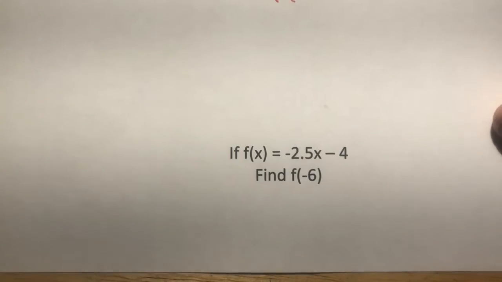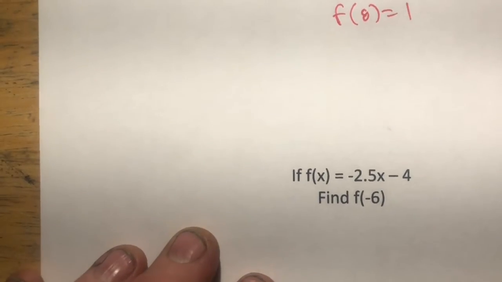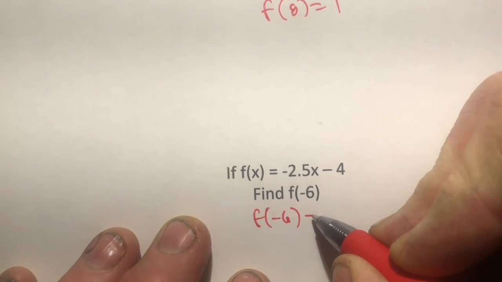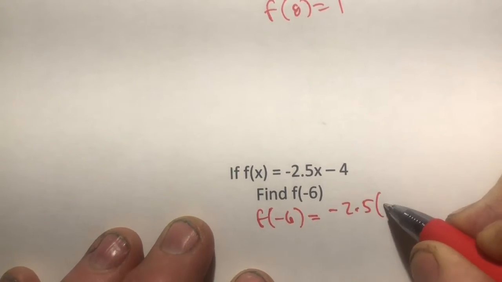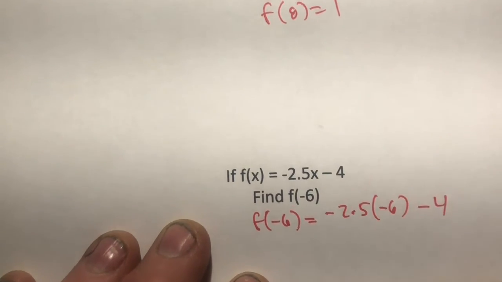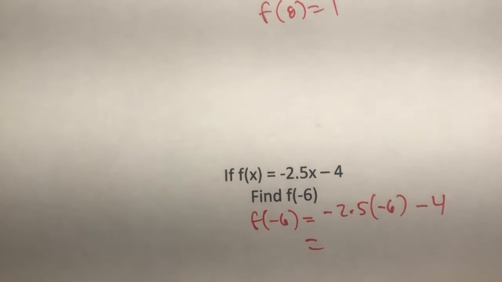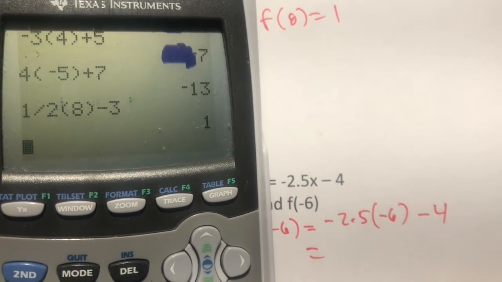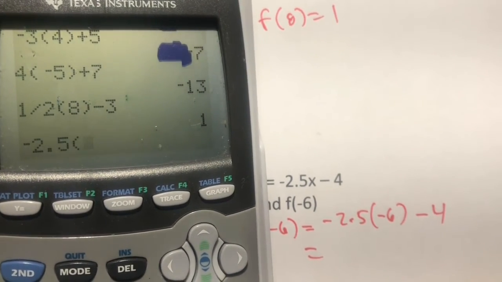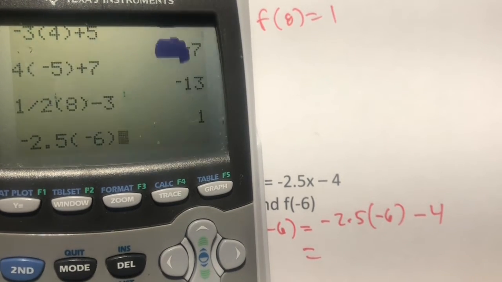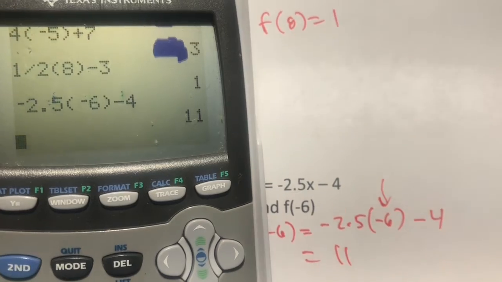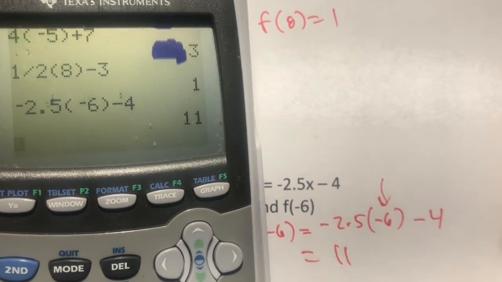Okay, here's one with the decimal. All right, so we're going to do f of negative 6, which means I'm going to do negative 2.5 times negative 6 minus 4. Typing it in is all the same way every time. I'm going to do negative 2.5, and then I'm going to put negative 6 in parentheses, minus 4. It's important that you put this in parentheses every time. That's 11.